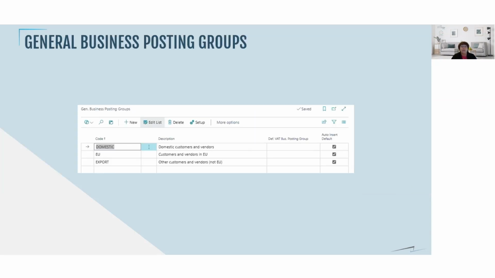Then we get into our general business posting groups. And general business posting groups are a way to define then what's the different type of customers or vendors that you have. So in this case, we've got domestic, we've got European, and we've got export customers.